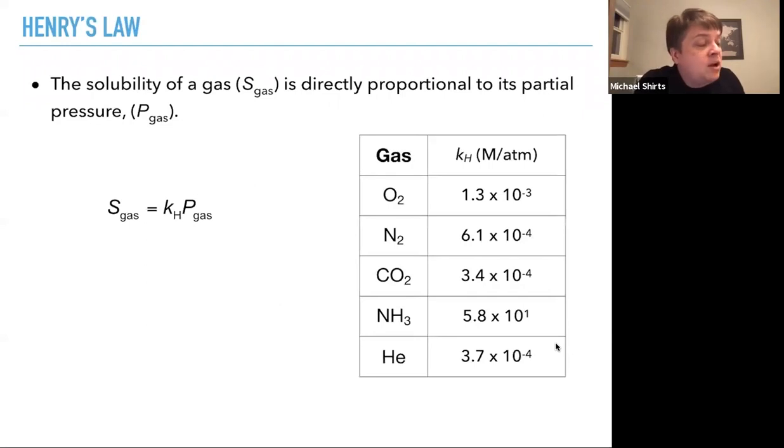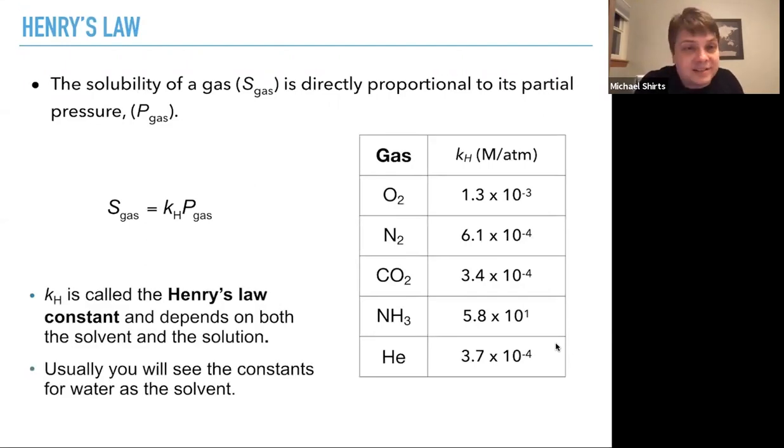Here's an example of some Henry's law constants. This is called the Henry's law constant. This is Henry's law, and therefore the constant is the Henry's law constant. It depends on both the solute and solvent. When you see tabulations of Henry's law constants, those are generally for aqueous solutions, for a given gas. And you can see they're usually quite small. There's one exception here we'll talk about in a second.